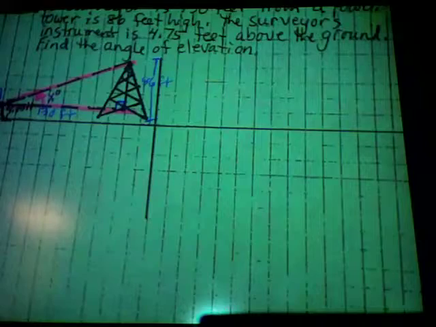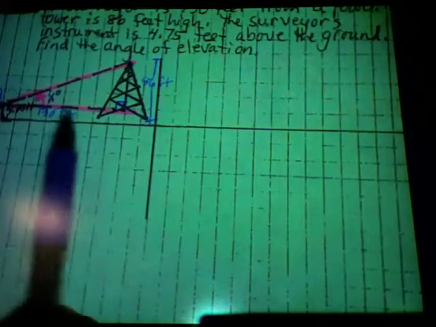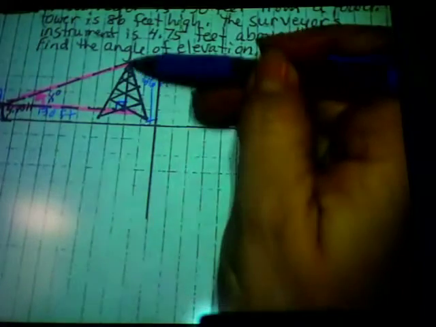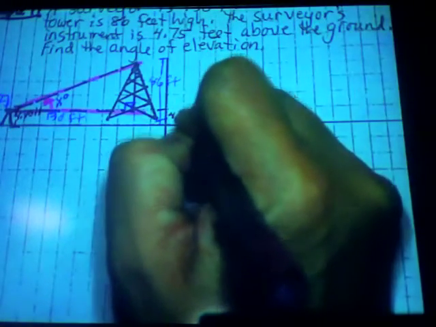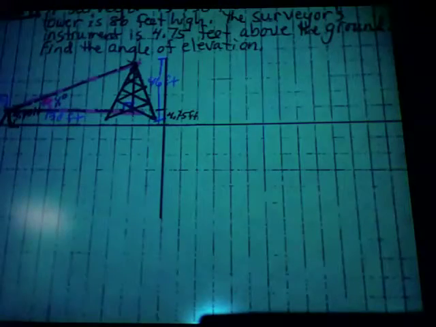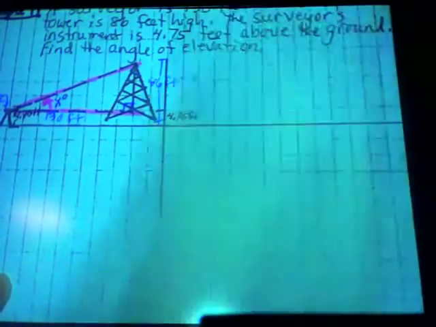All right, so I've got this side of my triangle, which is 130 feet. I almost have this side. If this distance from here to here is 86, and this distance from here to here is 4.75, because I know that this distance is 4.75 feet, how do I find this distance from here to here? Yeah, subtract. So we're going to take 86 feet and subtract 4.75 feet.